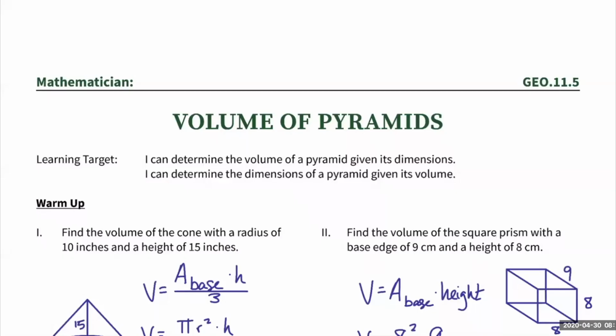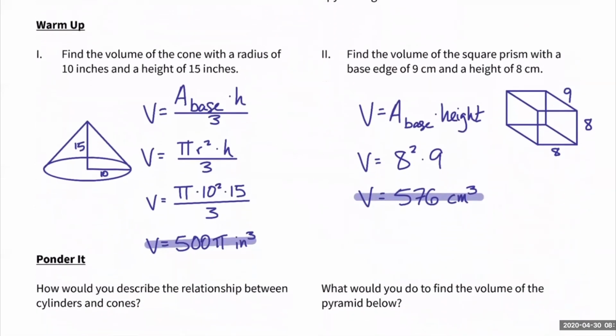All right, and we're back with some answers. So take a moment and check your work. Remember that the volume for a cone can be given by area of the base times height divided by 3. And after we sub in our values, we will end up at 500 pi cubic inches. Right? And then the volume of a square prism, area of the base times the height or the lateral edge. And at the end of that, we get 576 centimeters cubed.